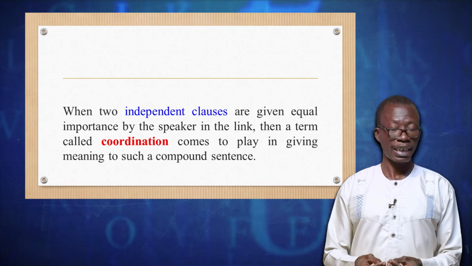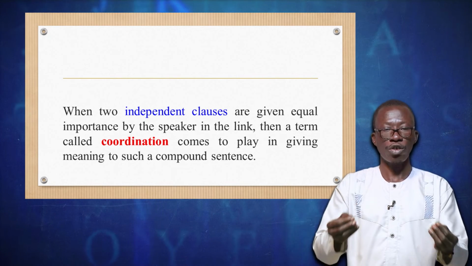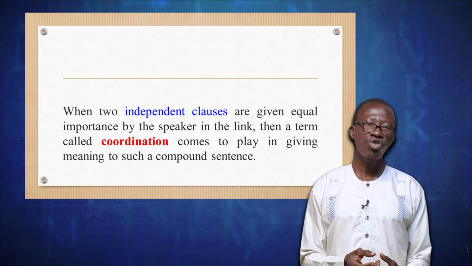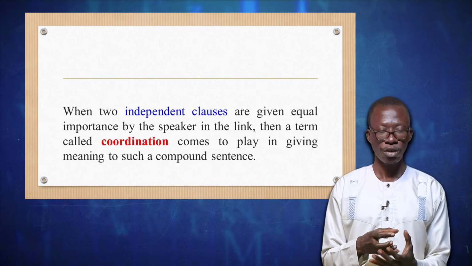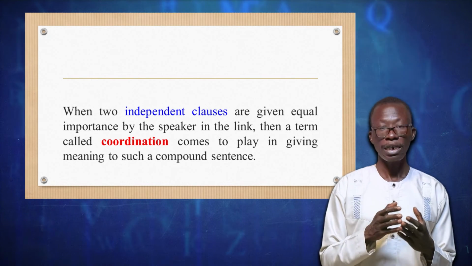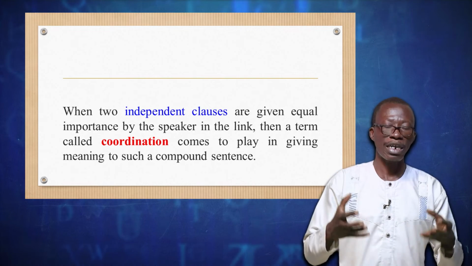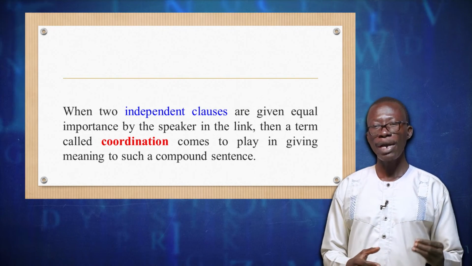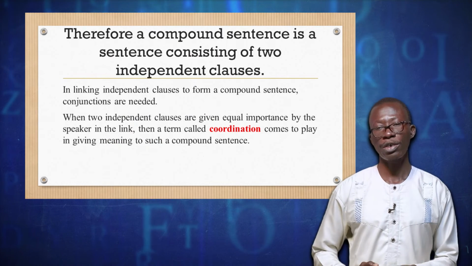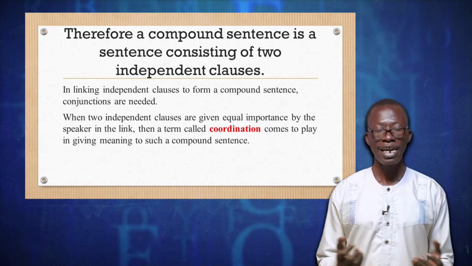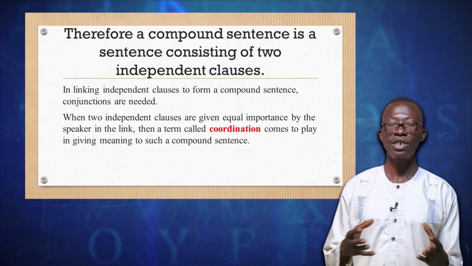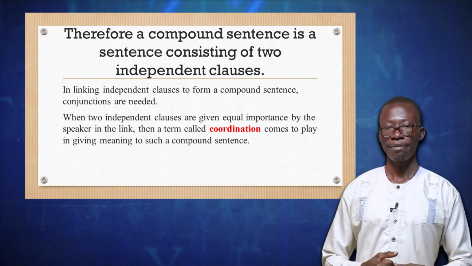If that is the meaning you want to put across to your listener or to your reader, then you are compelled to choose a certain kind of conjunction to link these two clauses together. And when you do that in English, something comes out of it, and that is known as coordination. So when we are talking about compound sentences, we come across what is known as coordination. So anytime we are joining sentences together to create a compound sentence, coordination comes into play.